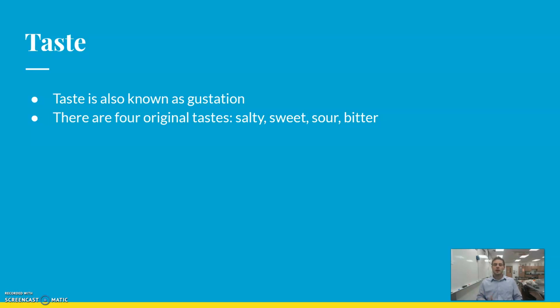Gustation can be broken down into its four subtypes. Think back to an earlier video where we talked about the different types of touch. You can do the same thing with gustation. So you have salty, sweet, sour, and bitter, plus one that was recently identified in the 1980s, umami, which you can think of as a savory taste.